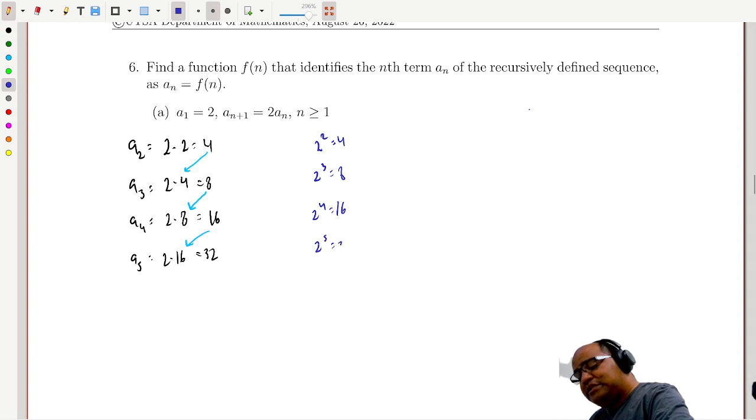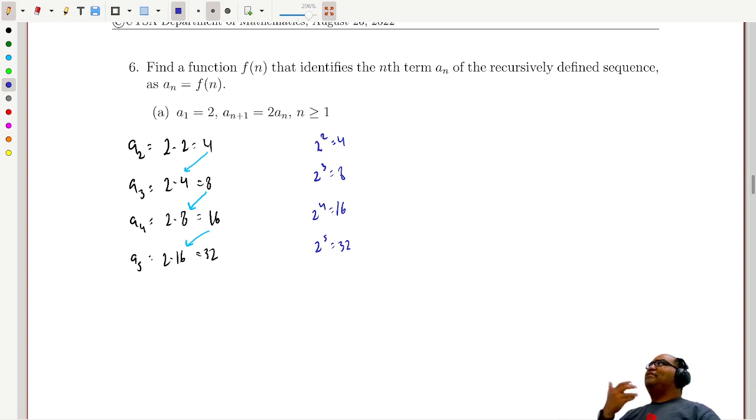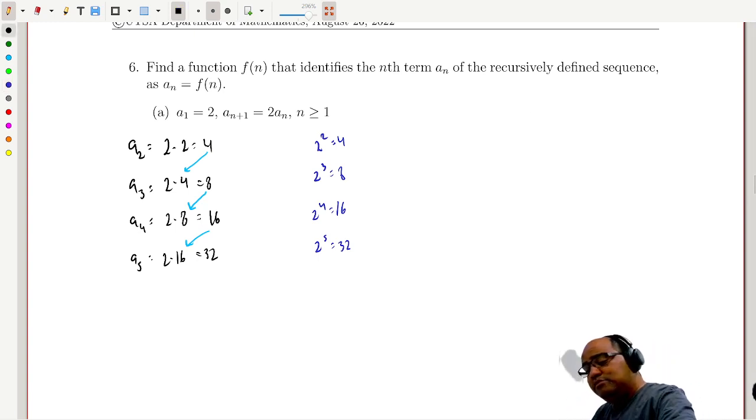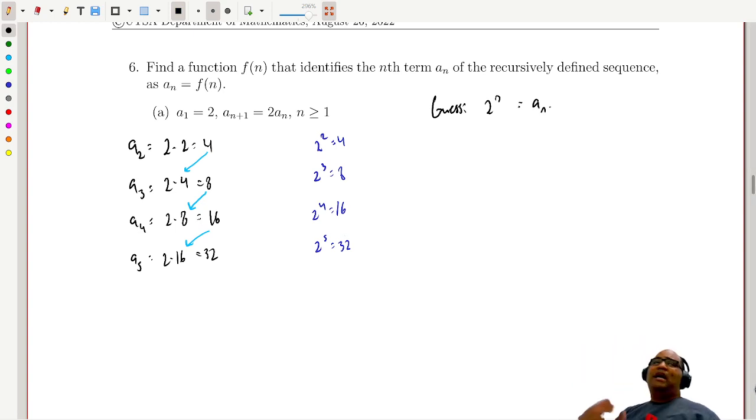And 2 to the 5 is indeed 32. So, do we have to guess as to what the rule is? Well, a guess here would be 2 to the n is our rule a_n. Okay, we're just getting powers. 2 to the first power is indeed 2. 2 squared is 4. 2 cubed is 8. Looks like we're going to be generating them all.